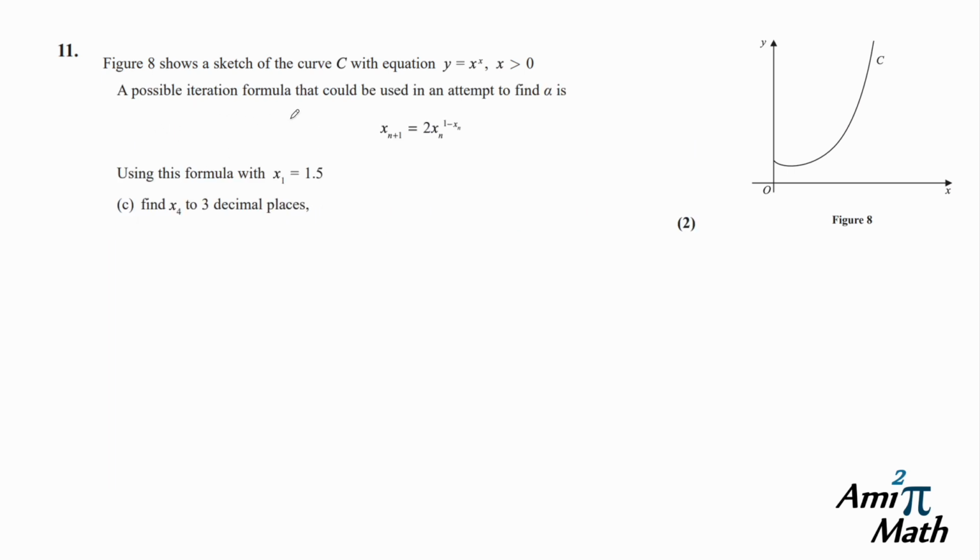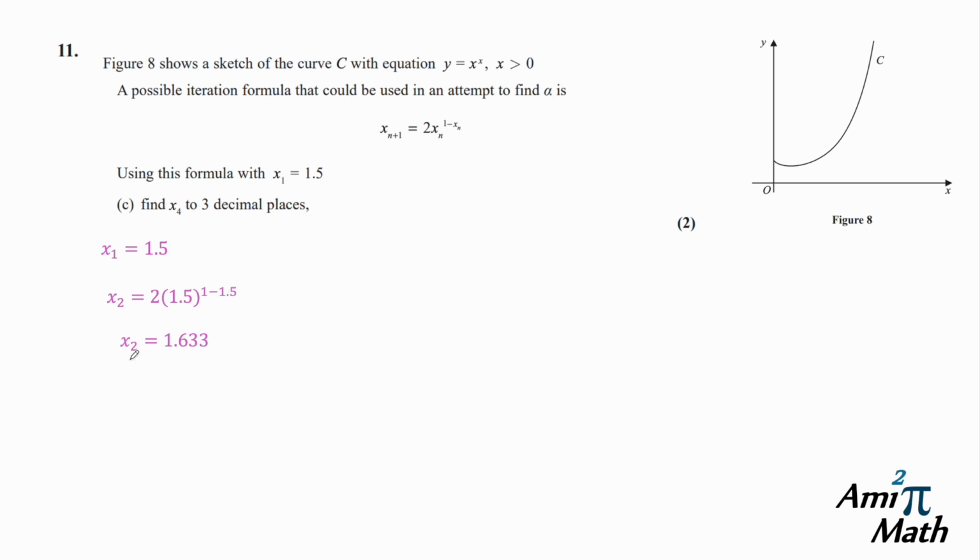A possible iteration formula that could be used in an attempt to find alpha is x n plus 1 equals 2xn to the power of 1 minus xn. Using this formula with x1 equals 1.5, find x4 to 3 decimal places. So our x1 is 1.5 as given, and to work out x2, you put 1.5 in as xn: 2, 1.5 to the power of 1 minus 1.5, which gives you 1.633.